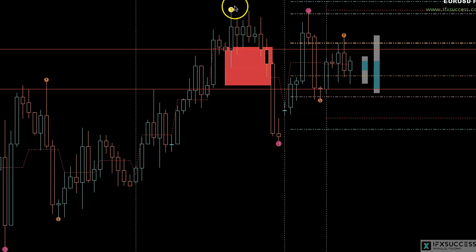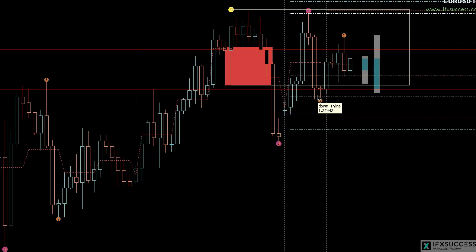So the market retested this zone right over here. This is a selling zone, right, from the breaker to the high of this candle, and the market pretty much got really to the high of this candle, and then it retraced right after that. So I entered based on the 4-hour breaker.